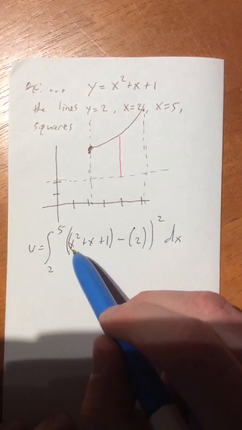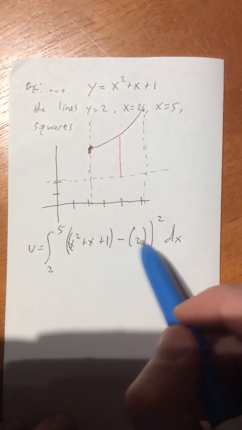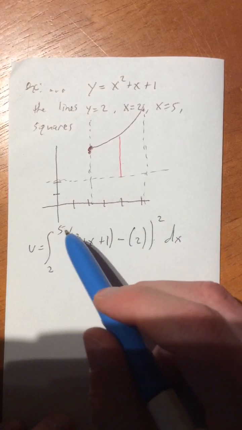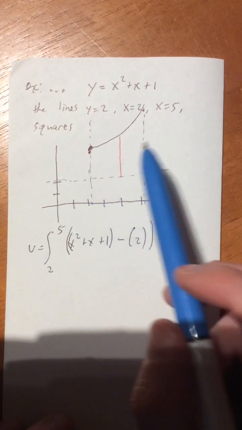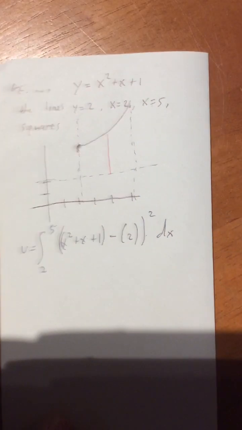So, of course, we would do x squared plus x plus 1 minus 2, so x squared plus x minus 1, square that out, and then integrate each of the pieces, and then plug in 5, plug in 2, subtract, and bada bing, bada boom, we're done. So that's our second example, still using squares, and we just had a more complicated region to work with. Okay, let's move on to our next situation right here.